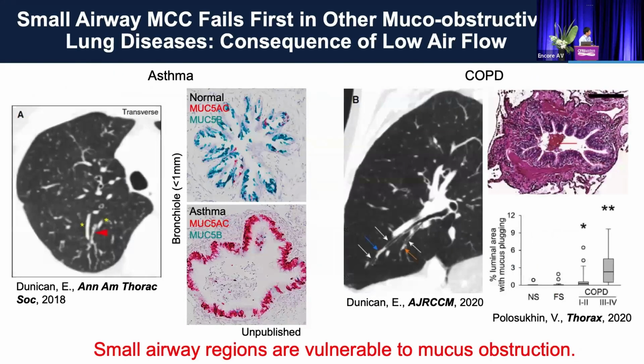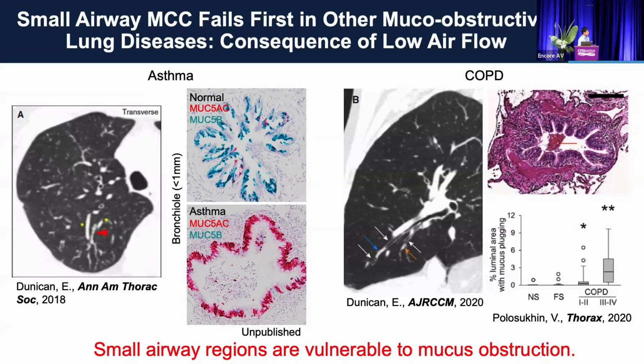Not only CF, but other mucoobstructive diseases also affect the small airway, such as asthma and COPD. CT scanning shows mucus obstruction in the small airway regions, and that correlates with lung function decline in COPD. And in asthma, a little different from CF, MUC5AC, which is a stickier secreted mucin, is significantly increased in the small airways.